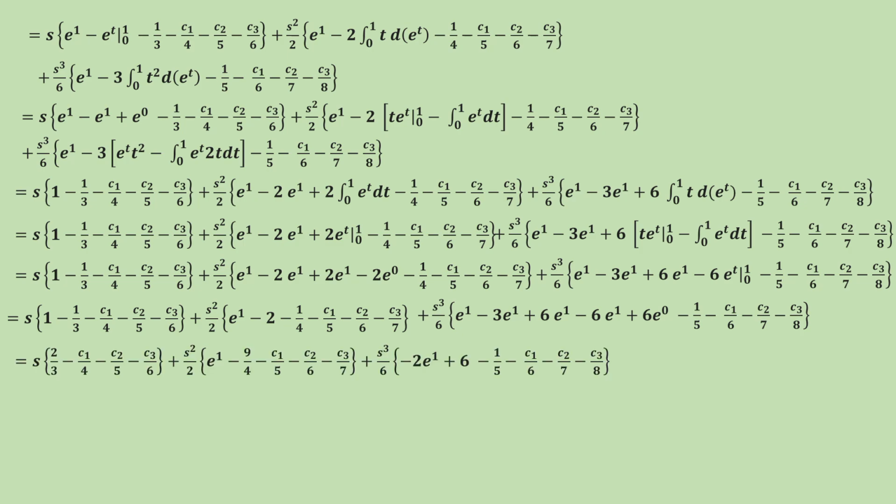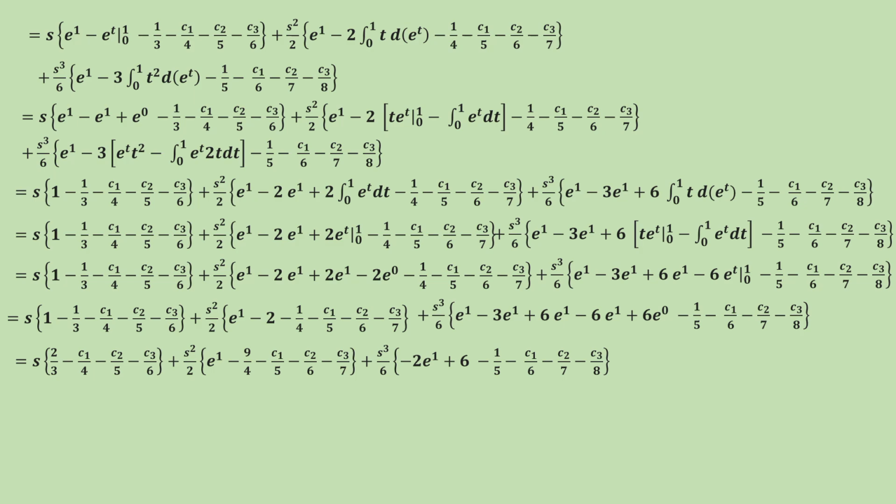s into, so we are taking LCM for the first two terms, 3 is the LCM, 3 minus 1, 2 by 3 minus c1 by 4 minus c2 by 5 minus c3 by 6 plus s square by 2 e power 1 minus, we are taking LCM for the minus 2 and minus 1 by 4, 4 is the LCM, right? 4 twos are 8 minus 1, minus 9 by 4, minus c1 by 5 minus c2 by 6 minus c3 by 7 plus s cube by 6.